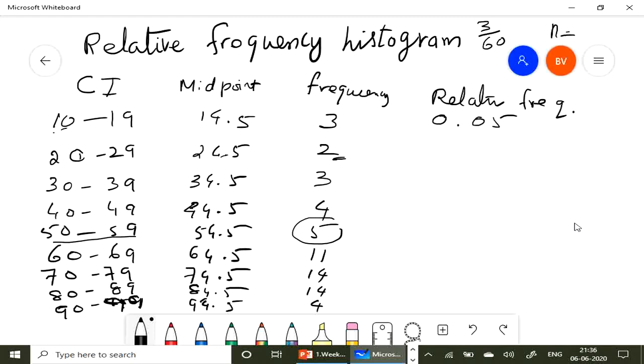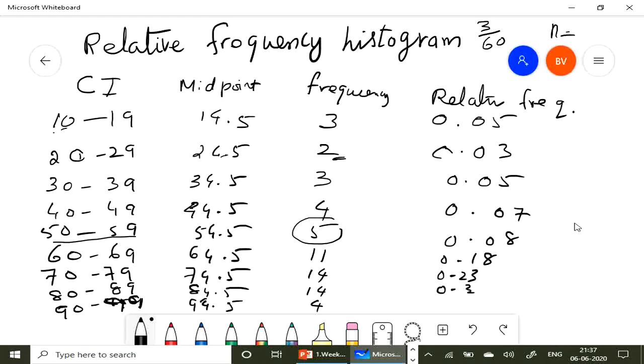Now this is 2 over 60, which is 0.03, and again 3 over 60, 0.05. 4 over 60, 0.07. 5 over 60, 0.08. 11 over 60, 0.18. 14 over 60, 0.23. 0.23 again. 4 over 60 we have already seen, 0.07. That is relative frequency.